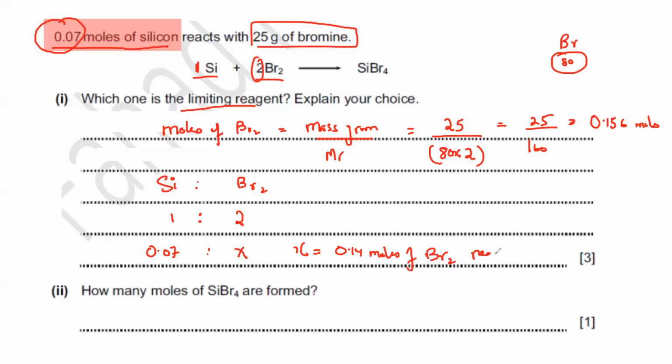This is what we need for a complete reaction. But how many moles do we have? We have 0.156 moles of bromine. So for a complete reaction we need only 0.14, but we have more than what we need. We have 0.156 moles. So what does it mean? It means that bromine is in excess, more than enough. So which one is the limiting reagent? Silicon will be the limiting reagent.